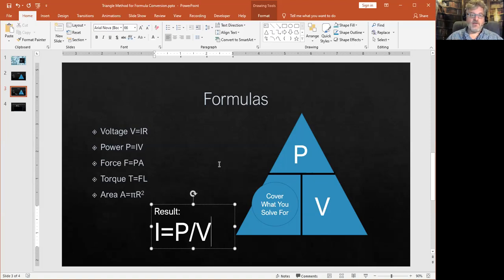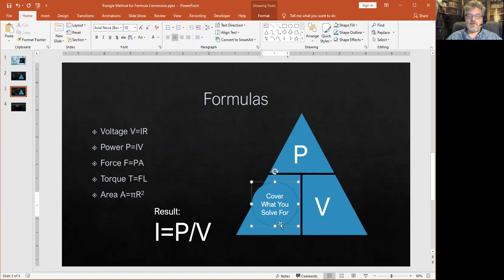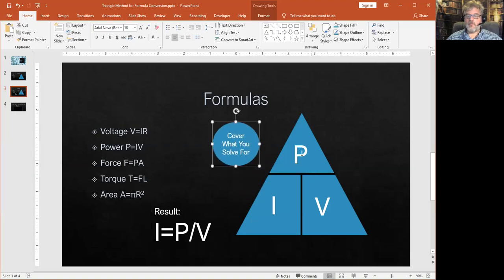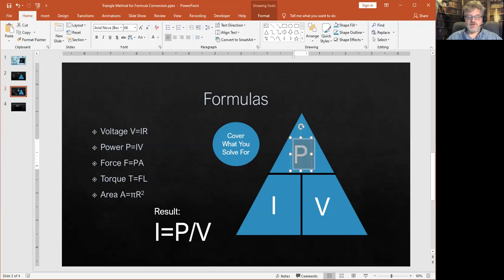So let's try another example. Let's use the torque example. So let's move my little covering bubble over. Let's switch this: torque is equal to FL. So don't forget, the T goes on the top, and then the other side of the formula goes on the bottom. FL.